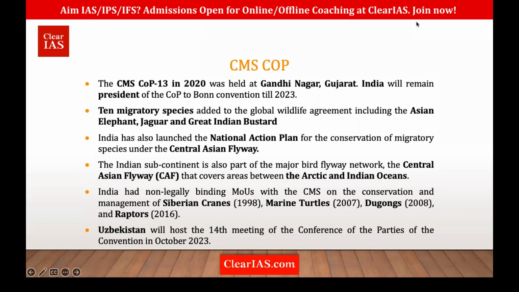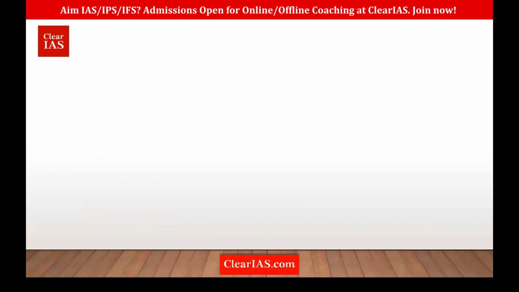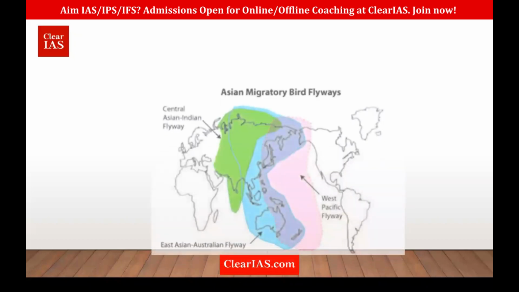Okay, and we have launched a National Action Plan for the Central Asian Flyway. We have already been conserving species such as Siberian cranes, marine turtles, dugongs, raptors, snow leopards, etc. So that is the Convention on Migratory Species.